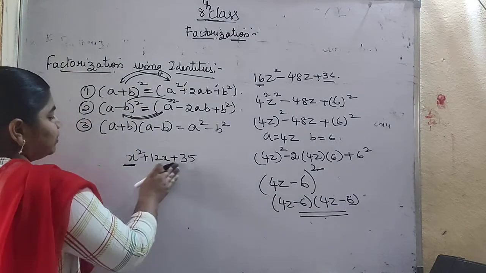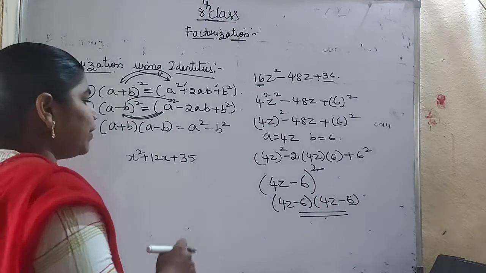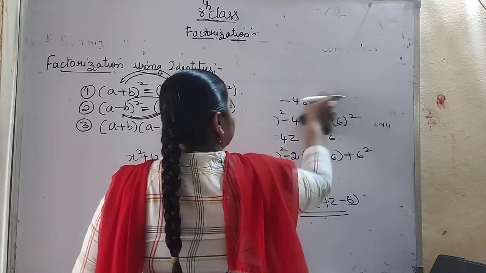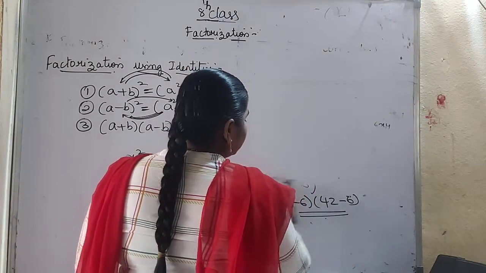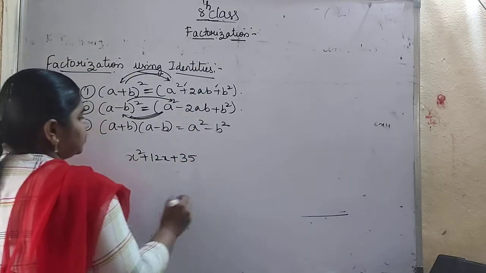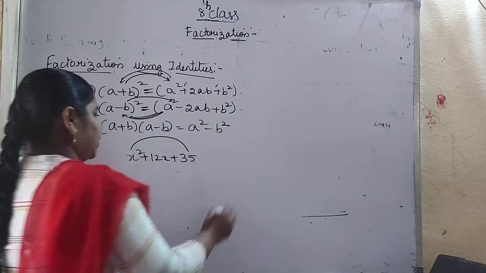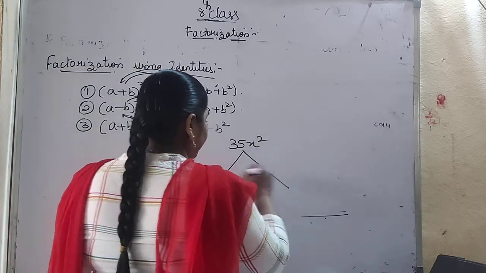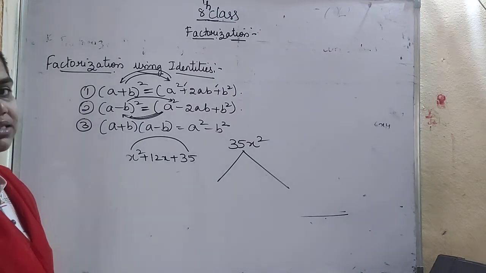So how to factorize these terms, we have to learn now. First, we have to multiply the first term and last term. So what are the first term and last term? These two. We have to multiply them. After multiplication, you got 35x square.